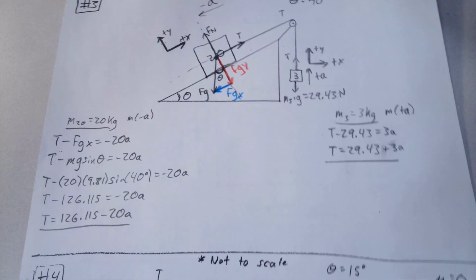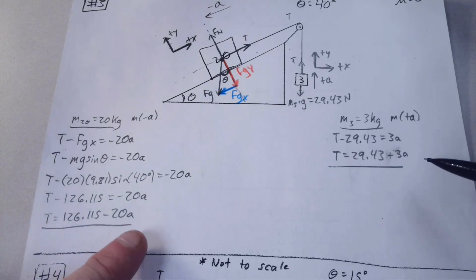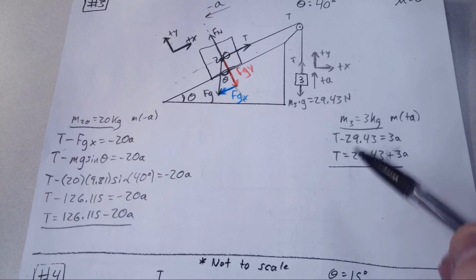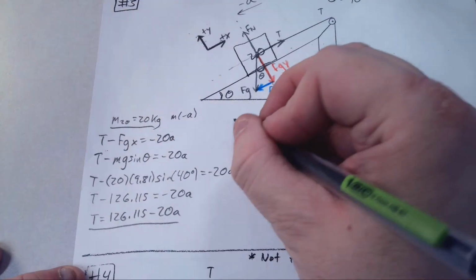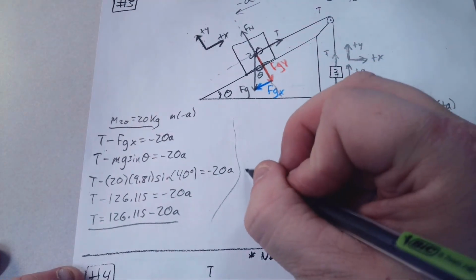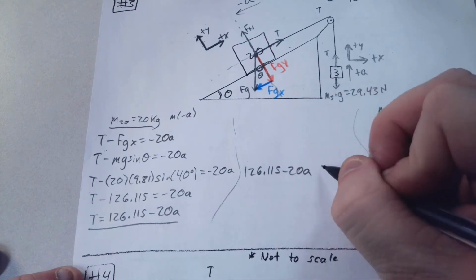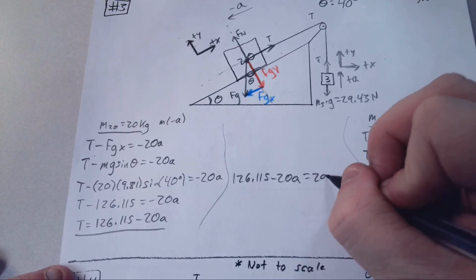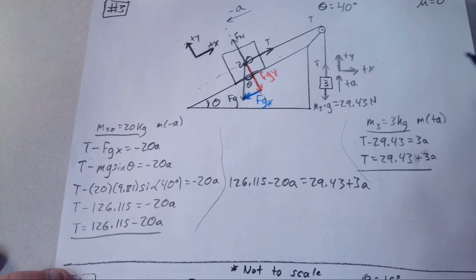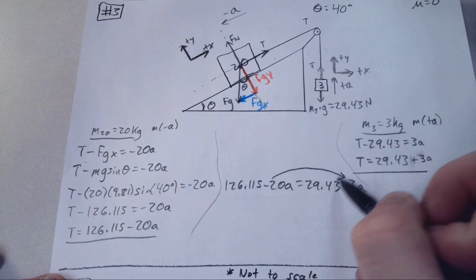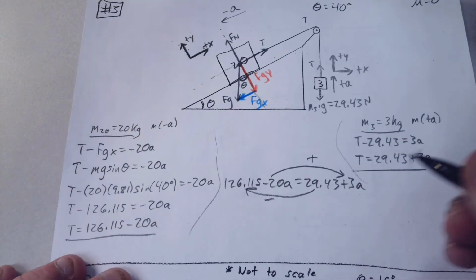The nice thing with 2 masses is that we have 2 equations with 2 tensions that are the same, and 2 accelerations that also have the same magnitude. So what we can do is substitute those, or just set them equal to each other. 126.115 minus 20a equals 29.43 plus 3a. I'm going to add this over to that side, and subtract this over here.